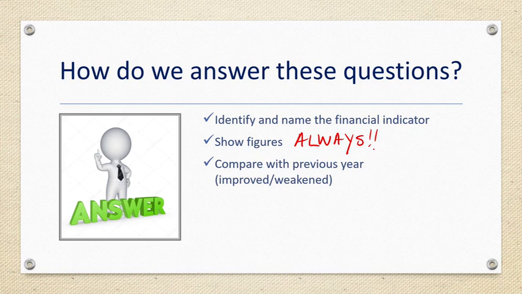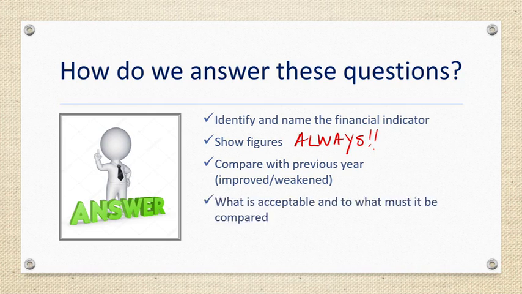Then you compare with the previous year. Did it improve or did it weaken? Now, in some cases, we don't provide you with the previous year's figures. Then obviously you can't do that, but that is normally your first step. You compare with the previous year. And then you ask yourself, what is acceptable? And to what must it be compared? Do I compare it to the interest rate on the fixed deposits? Do I compare it to the interest rate on loans? To what do I compare the results? And then finally, you must have a general explanation or a general comment on the question that they asked you.